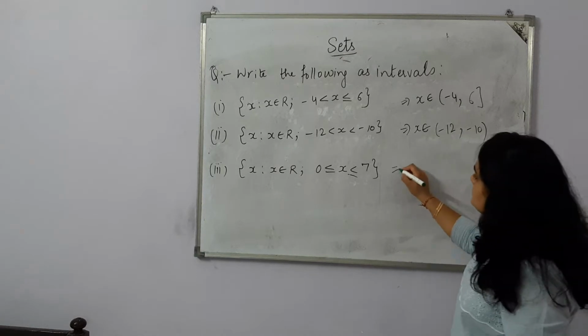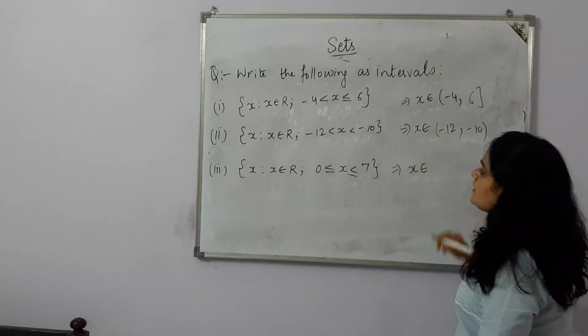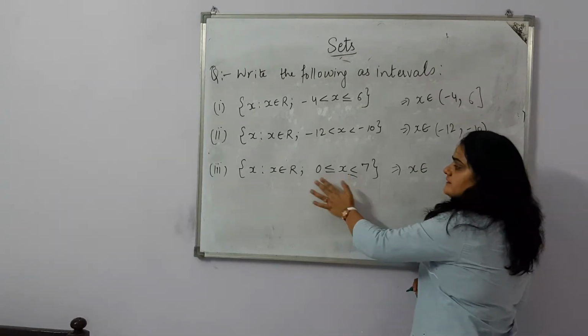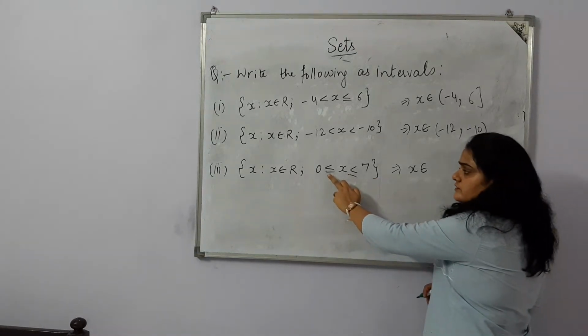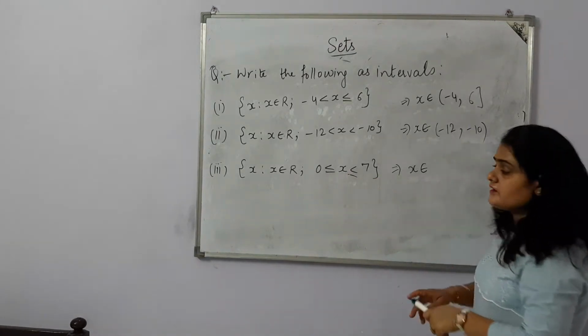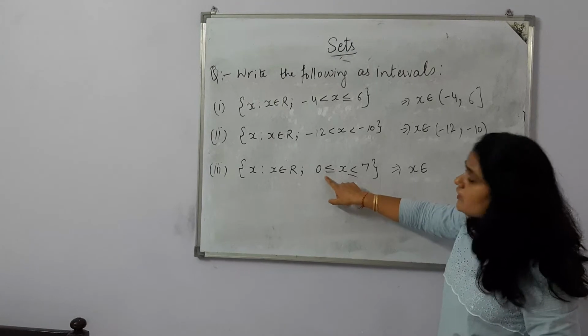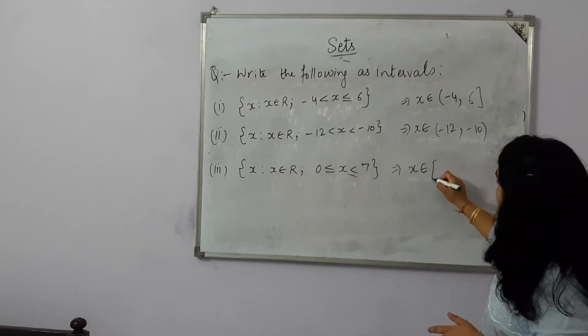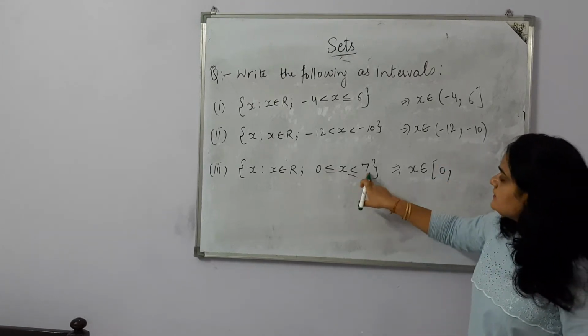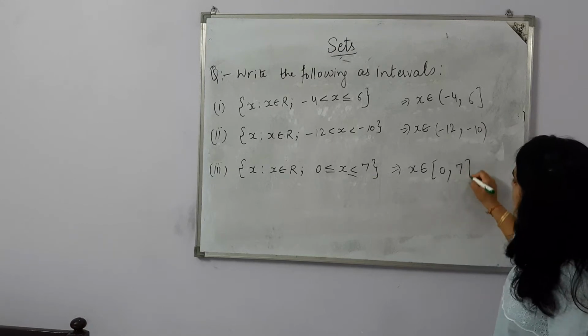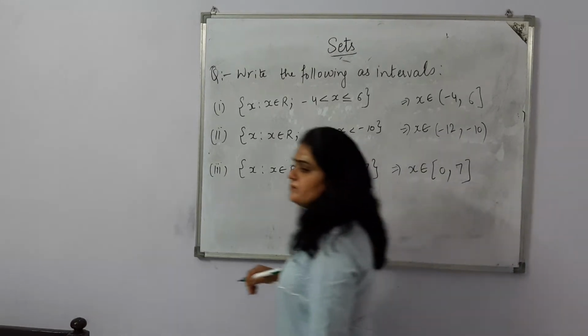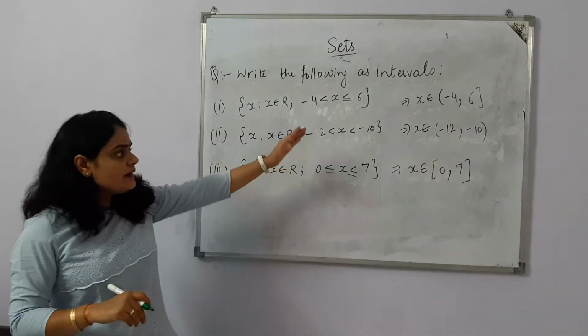Now in the third part, x belongs to real and x is lying between 0 to 7. 0 is included as well as 7 is also included. So x is greater than or equal to 0. So 0 with a close bracket and less than or equal to 7. That means 7 with a close bracket. Hope the questions are clear. Hope the parts are clear.